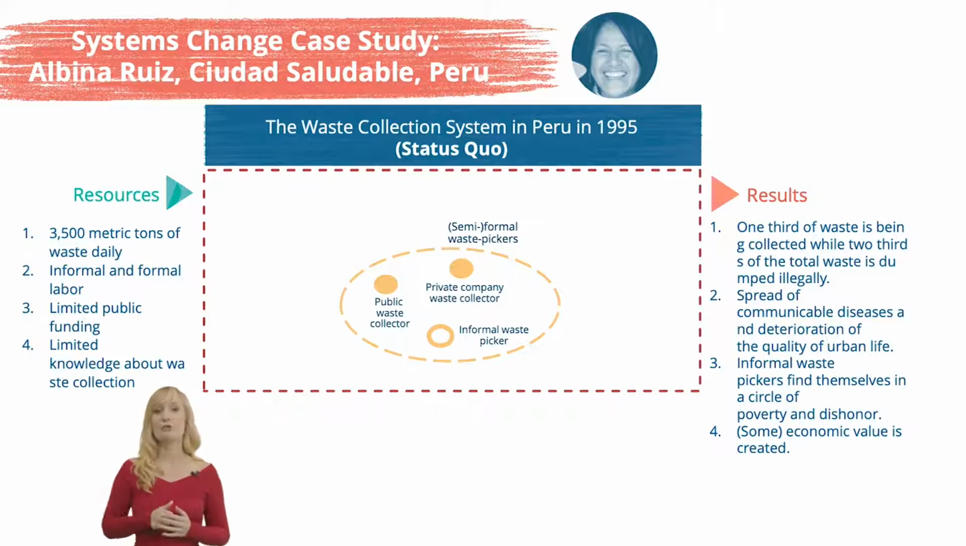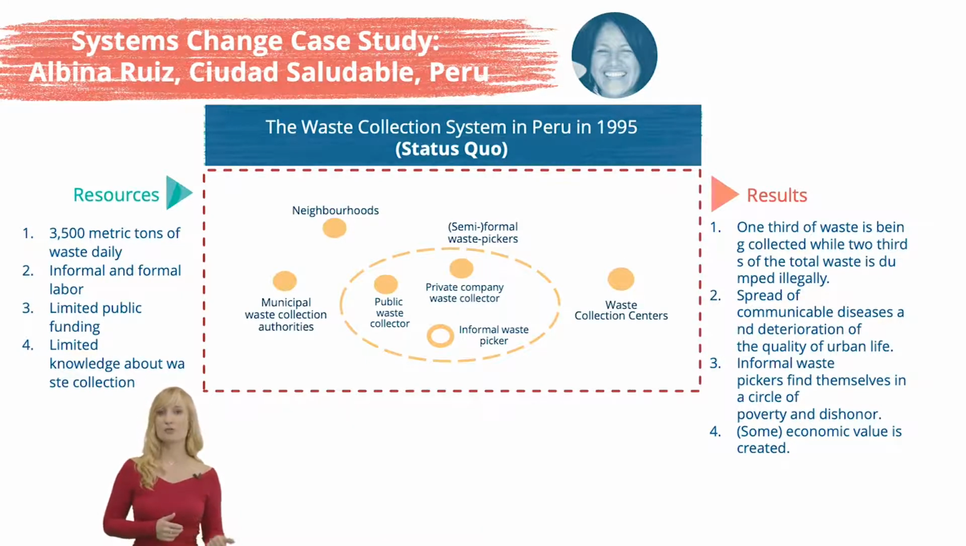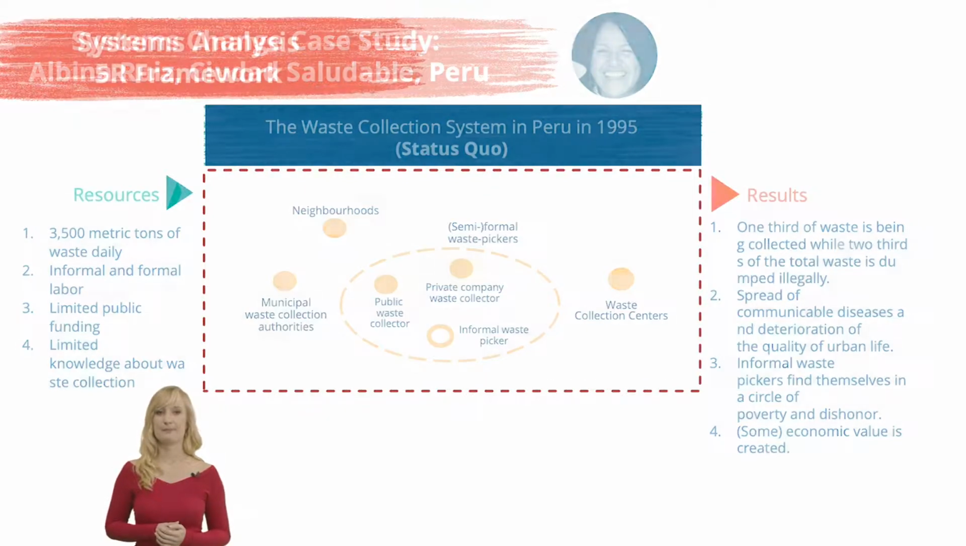In our example, the key roles in the system of waste collection in Peru are: there are waste pickers, formal and informal, who actually pick up the waste. This role consists of public waste collectors, private company waste collectors, and informal waste pickers. We, moreover, have municipalities in their role of waste collection authorities, and neighborhoods where waste is being produced. Also, we should look at waste collection centers, who are mostly informal at this point in time.